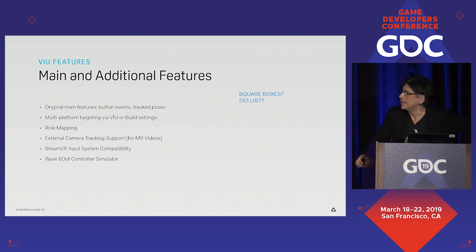I think the most important feature, which I usually have to define in one sentence, is that it's a cross-platform tool that lets you use one code base, one common set of APIs, to target different platforms. And again, it's called Vive Input Utility, but we want users to be able to use this for the Oculus Rift, for Oculus Go, for all the standalones, for the Wave, and so forth. And I'll show you how to do that.